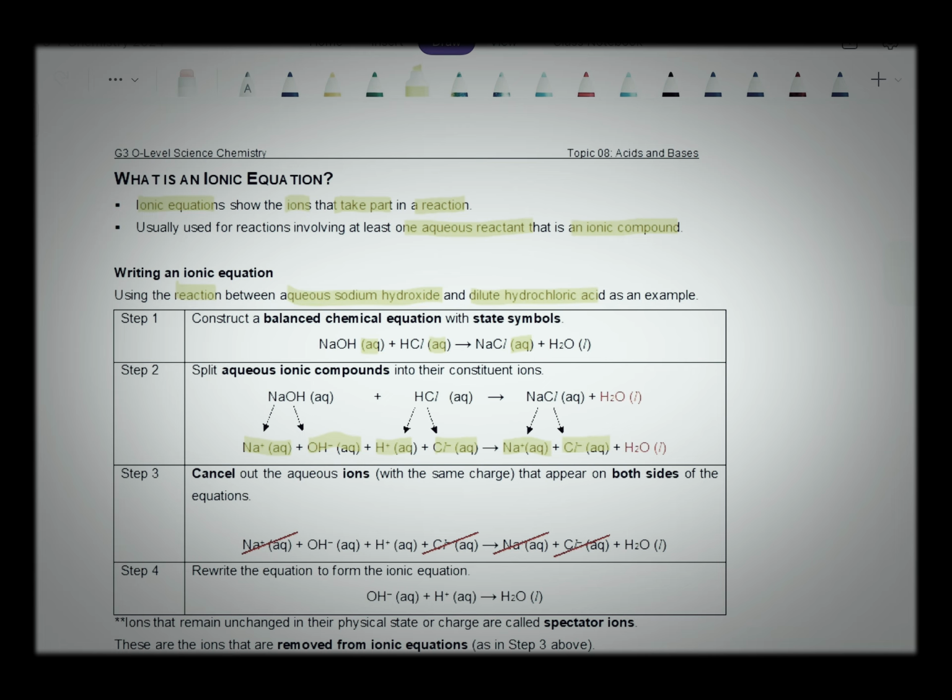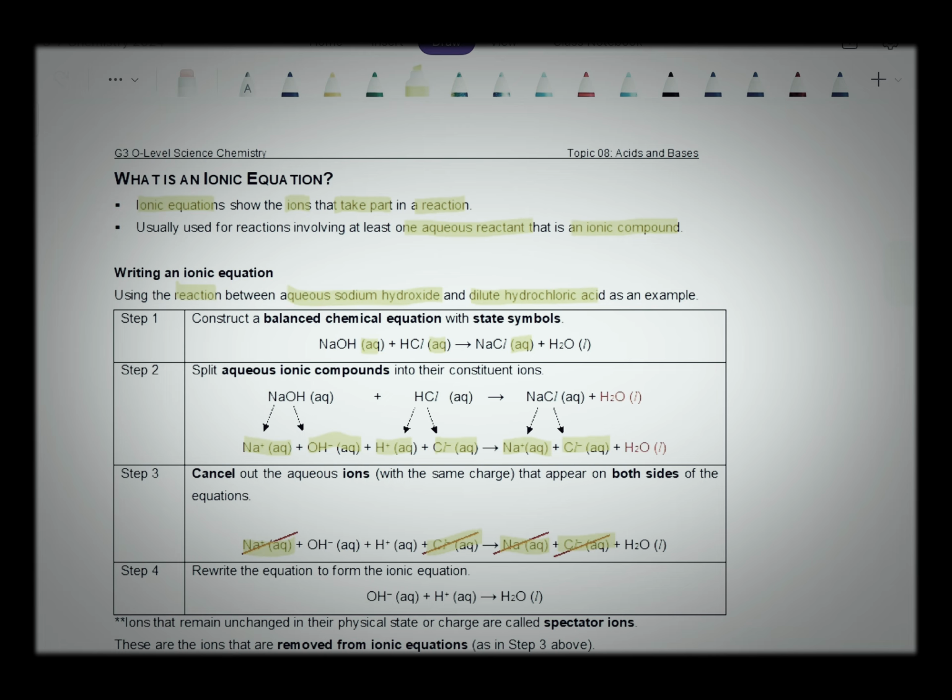Next, third step, you will cancel out all the common ions with the same charge that appear on both sides of the equation. So I noticed that sodium is present in the reactant and the product, so I'll cancel them out as shown in these steps over here. And next, chloride is present both before the reaction and after the reaction, so I'll cancel them out as well. So my final equation will be the leftover ions and any other products or reactants that are not cancelled out in the equation.